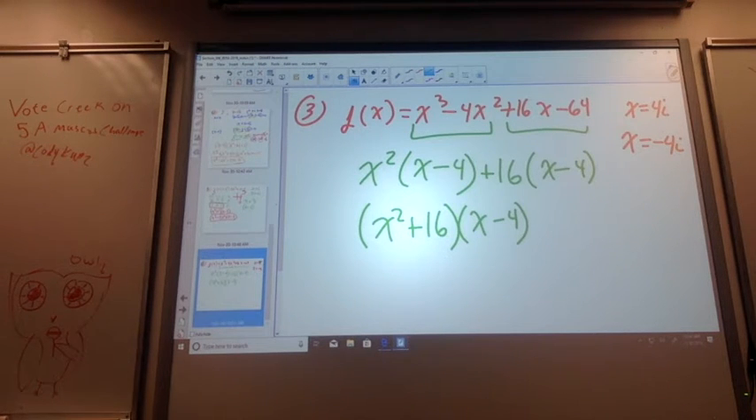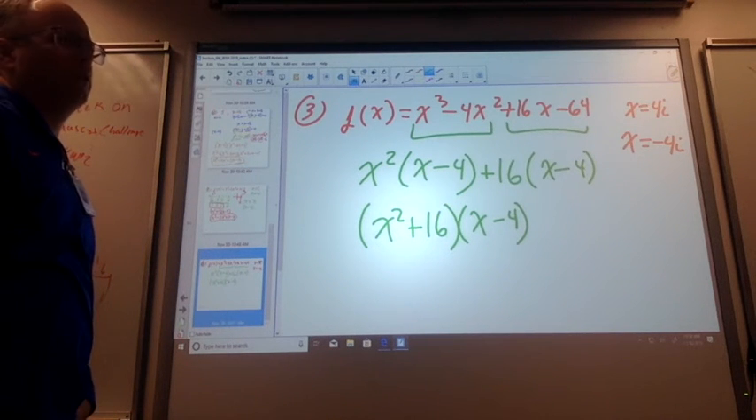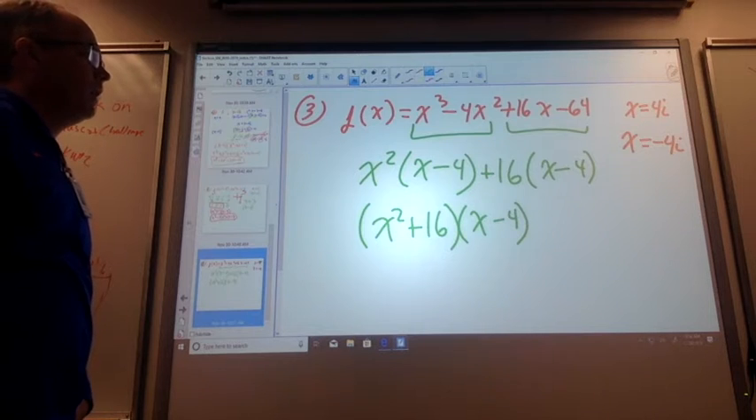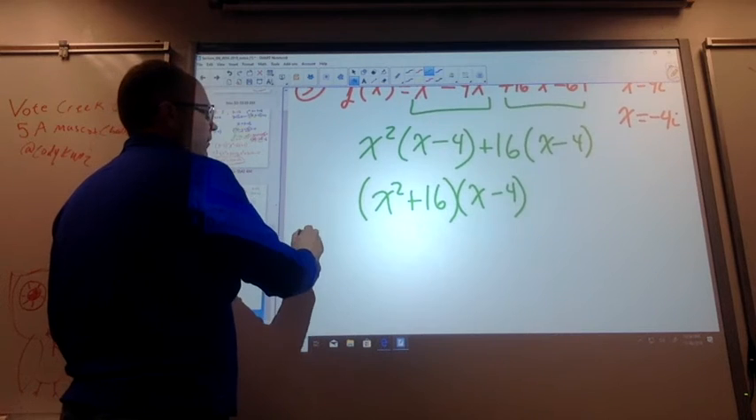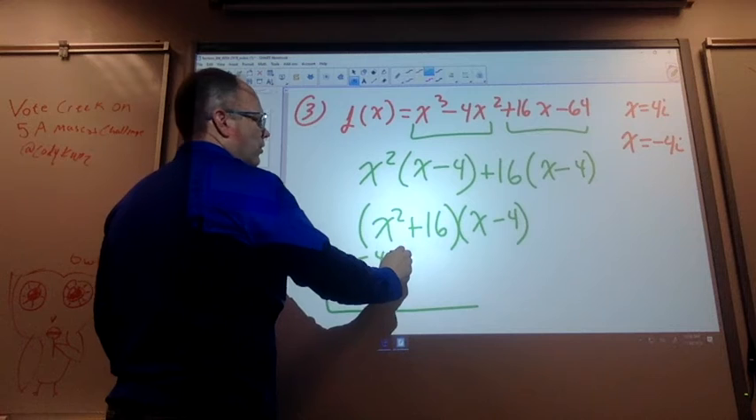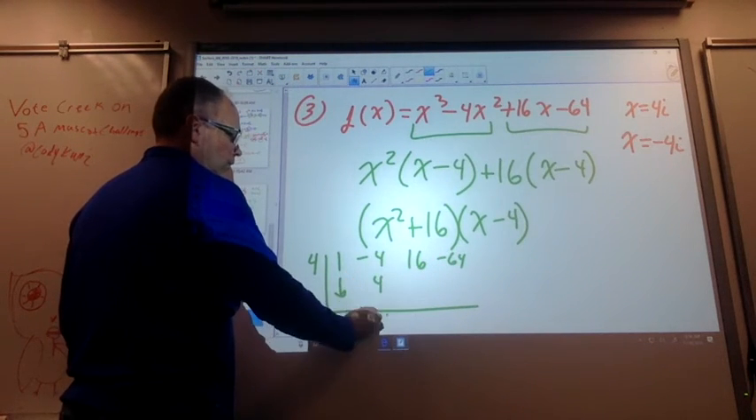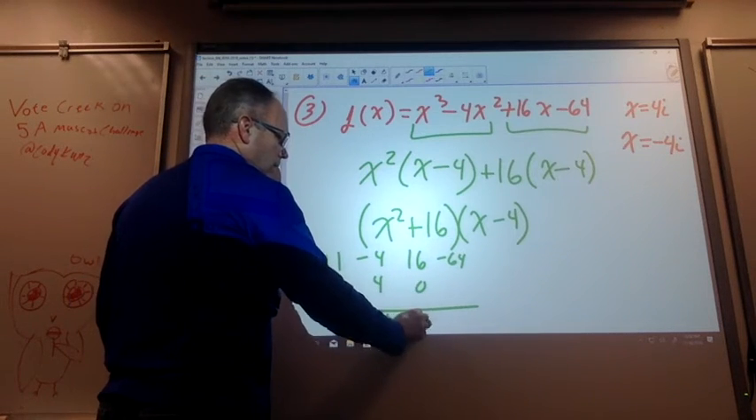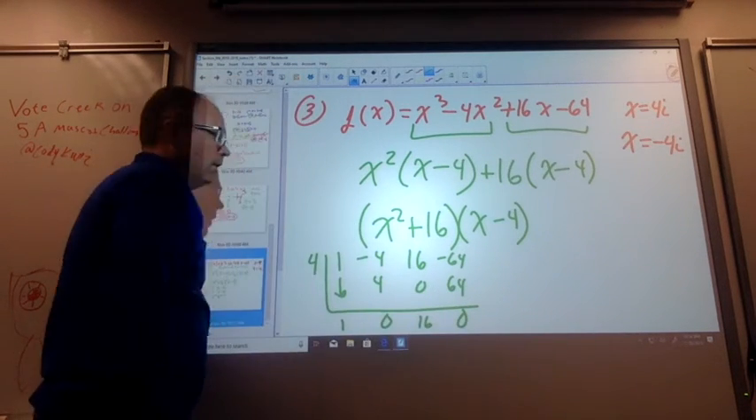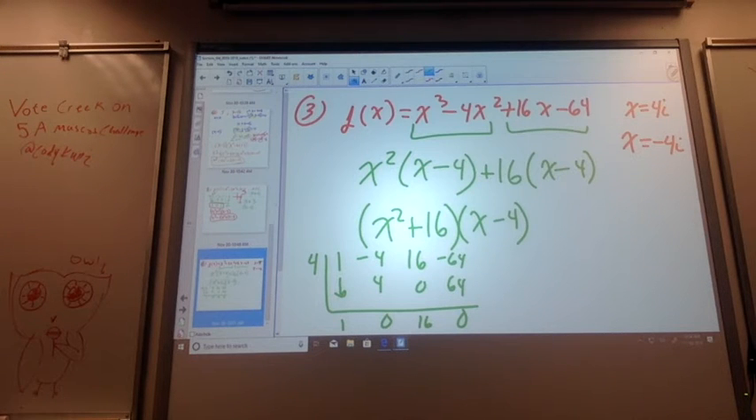I don't know what we're doing wrong on the calculator to get it goofy. It might be the pixels are off on our calculator. But we should have a 0 at 4. We should be able to verify that if we go 4 and synthetically divide it. 1, negative 4, 16, negative 64. 1, that's 4, that's 0, that's 0, that's 16, that's 64. So I plugged something in wrong for some reason. Cool, so that's my answer right there.